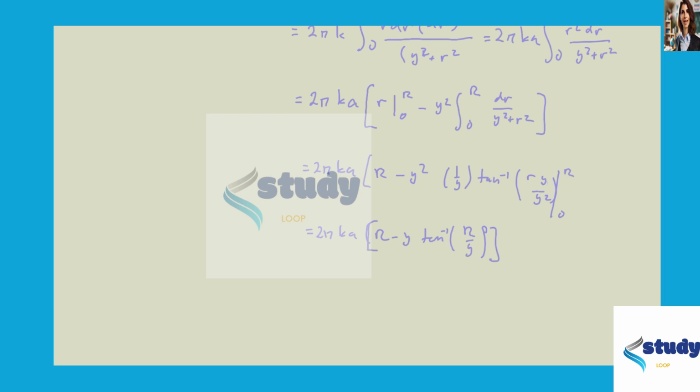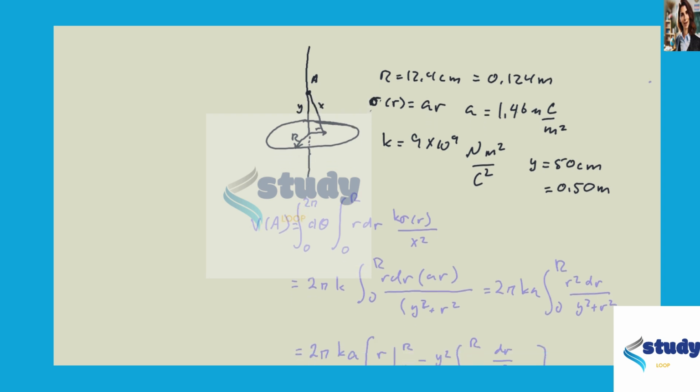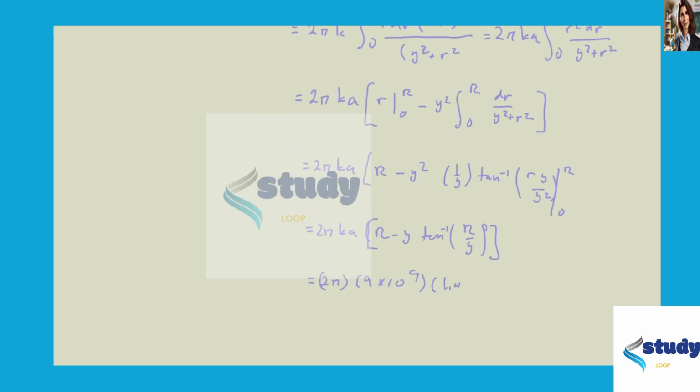We could then plug in our numbers, but since it's a function of y, it depends on how far away we are. Let's put in our actual numbers because we know what y is. So it's 2 pi times 9 times 10 to the 9th times A, which is 1.46 millicoulombs, times 10 to the minus 3.